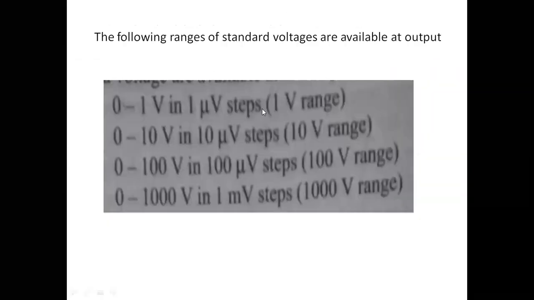Generally we can get the output ranges at the output of the control stage: 0 to 1 volt in 1 microvolt steps in the 1 volt range, 0 to 10 volts in 10 microvolt steps in the 10 volts range, and 0 to 100 volts in 100 microvolt steps in the 100 volts range.